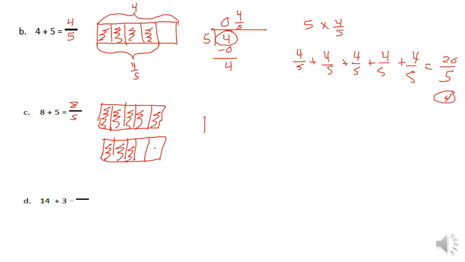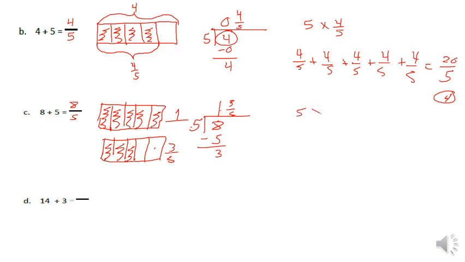The standard algorithm is 8 divided by 5, which 5 will go into 8 one time. 1 times 5 is 5. And we end up with 3/5 left. And you can see this represented the 1, and this represents the 3/5.